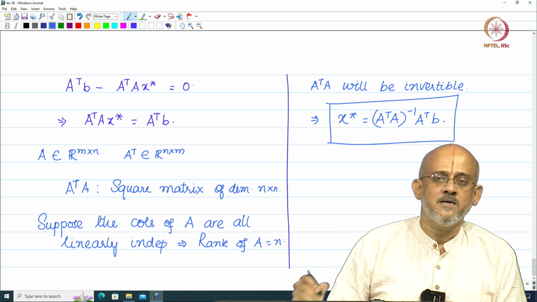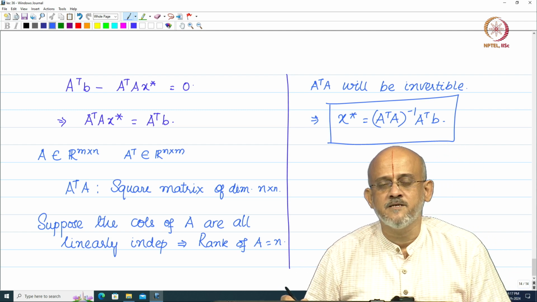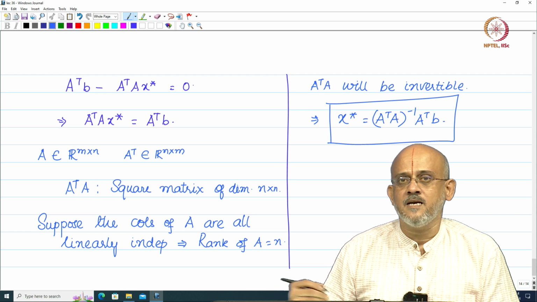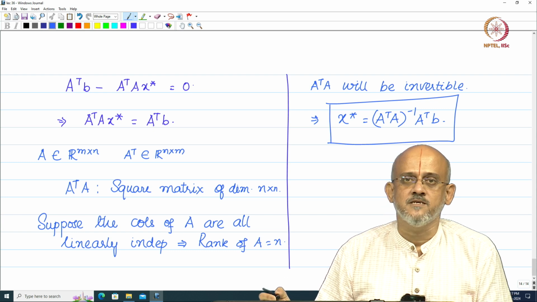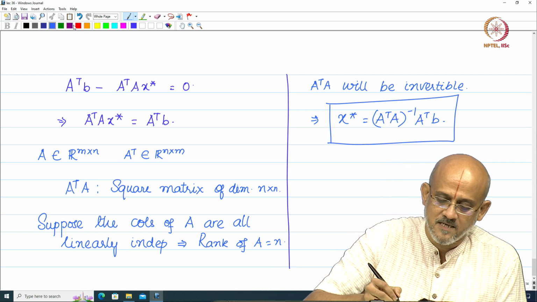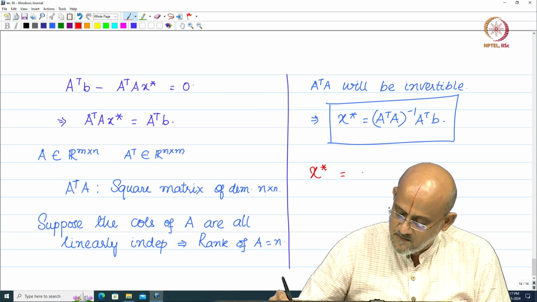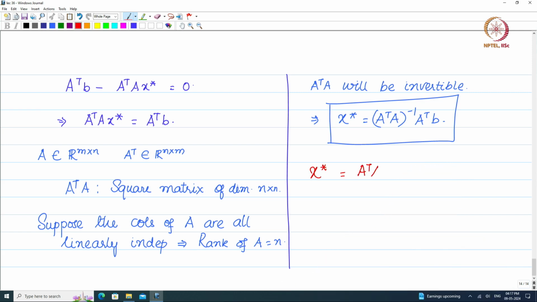and that is what we call the best optimal solution to Ax equal to B when Ax equal to B does not have a solution. Is that okay? So let us write that. So x star is equal to A transpose A the whole inverse A transpose B is the best optimal solution to Ax equal to B.